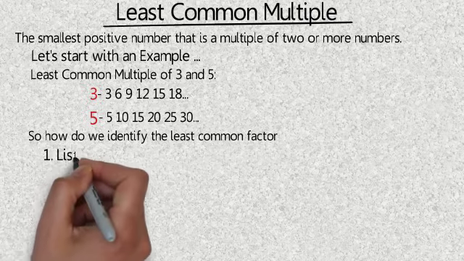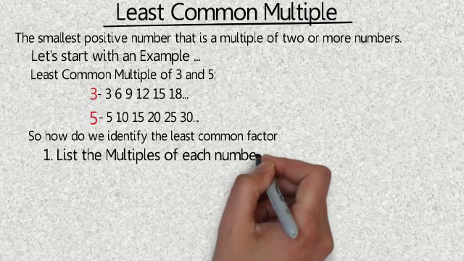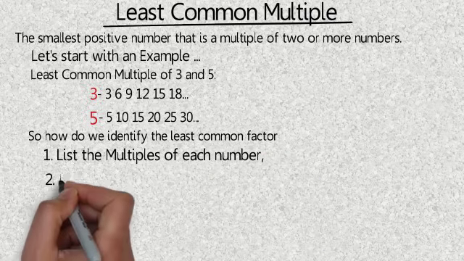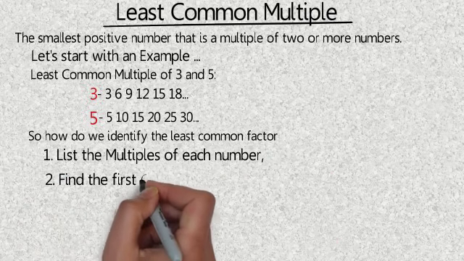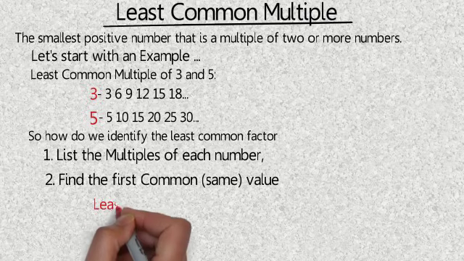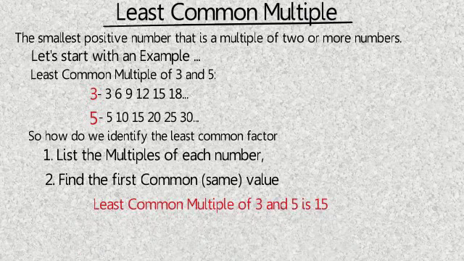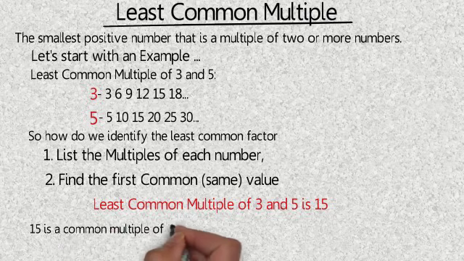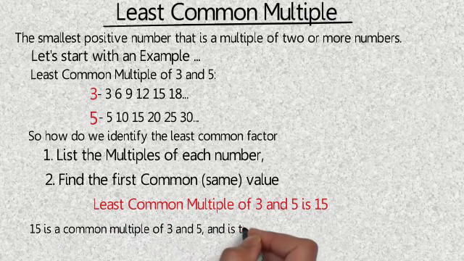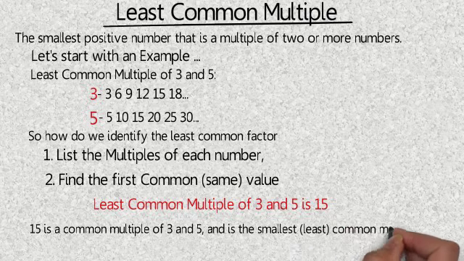Firstly, we list the multiples of each number, which we have done for 3 and 5. Then we find the first common value, that is the same value that appears in both lists. So the least common multiple of 3 and 5 is 15. If you check 3, you see 3, 6, 9, 12, 15. For 5, you have 5, 10, 15. So the least number that is common to both is 15. So 15 is a common multiple of 3 and 5, and is the smallest common multiple.